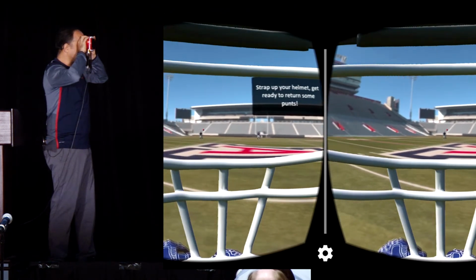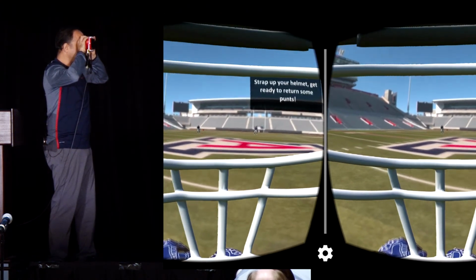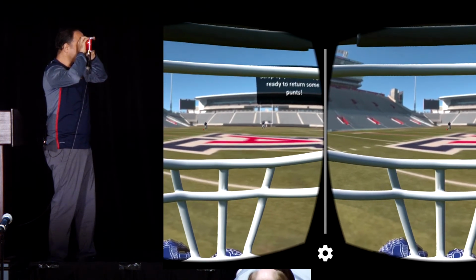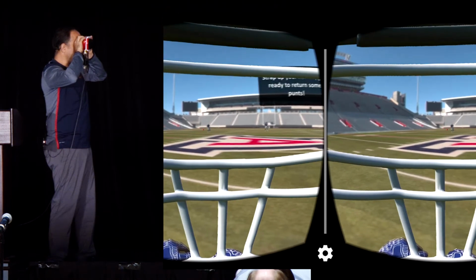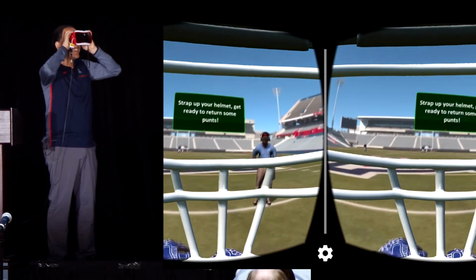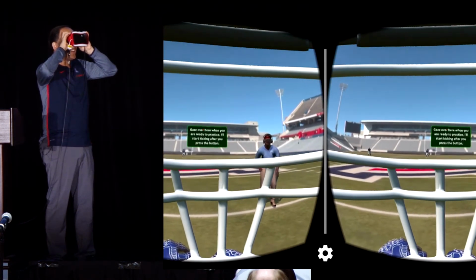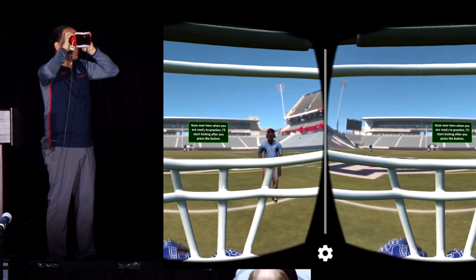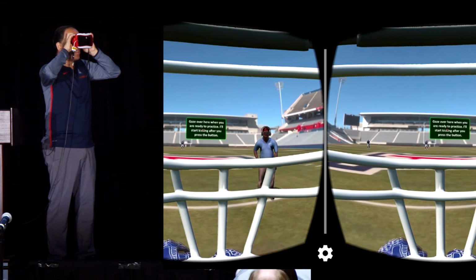And then you have this other player on the left. Who do you think that is? That's the guy that's going to hit me. So the game is rigged. I'm going to get hit no matter what. Let's go. Okay, so it says gaze over here. When you're ready to practice, I'll start kicking after you press the button.